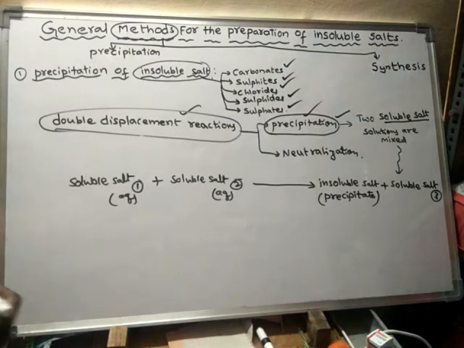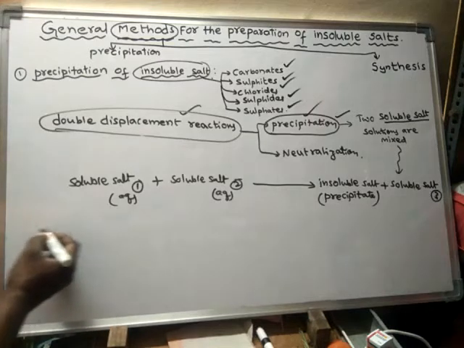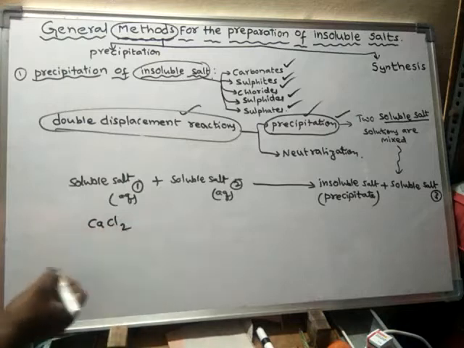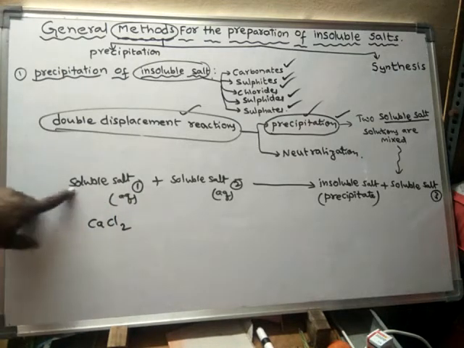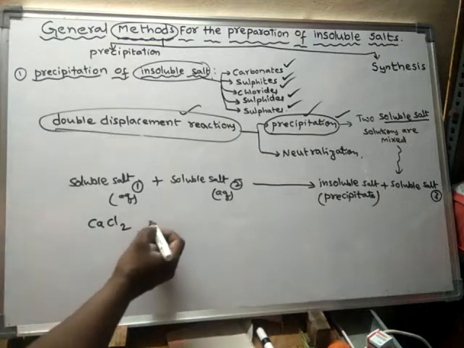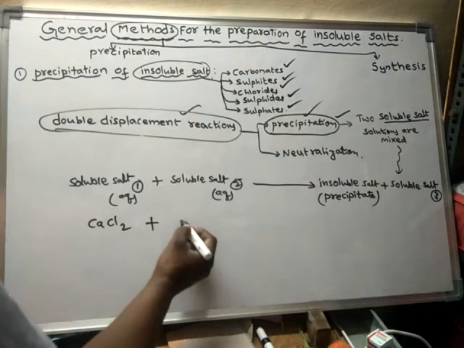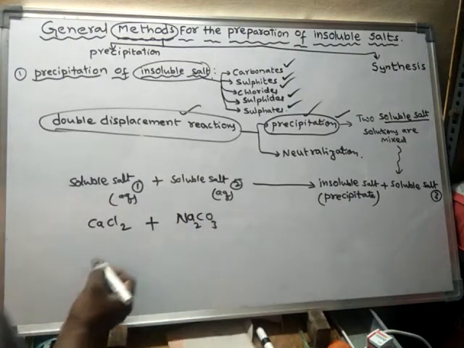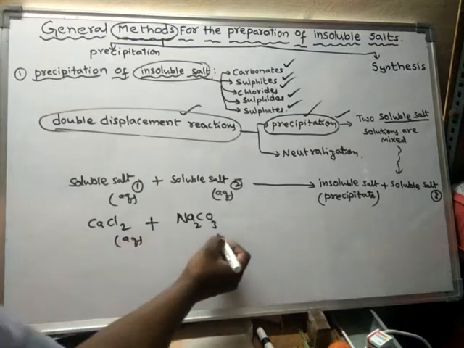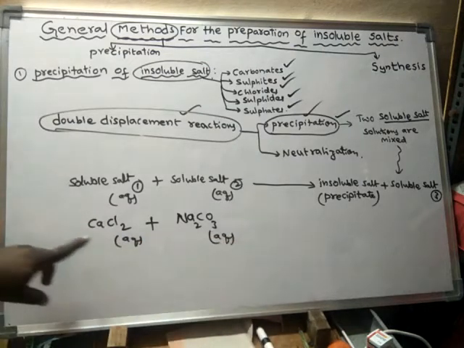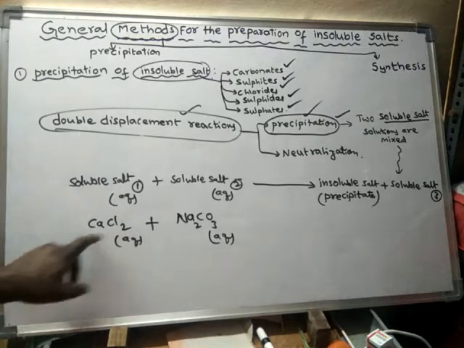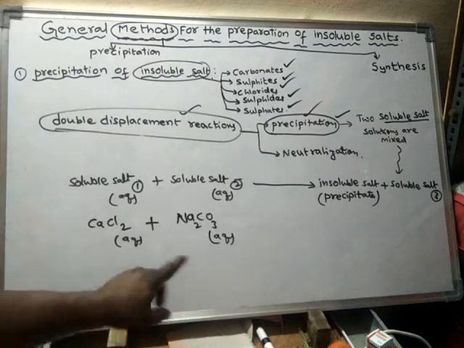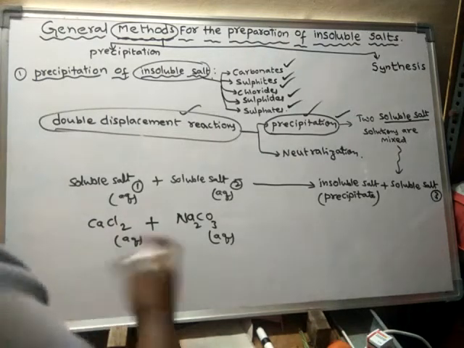So for the carbonate insoluble salt, take an example. First of all, we'll take calcium chloride. It's a soluble salt, soluble salt 1. It is mixed with sodium carbonate. Both are taken in their aqueous solutions. First prepare this solution, and this solution is also prepared separately. Now when these two aqueous solutions are mixed, reaction takes place between these two.